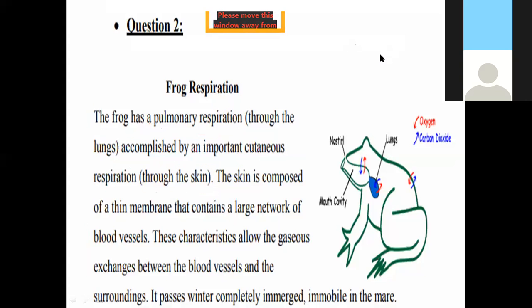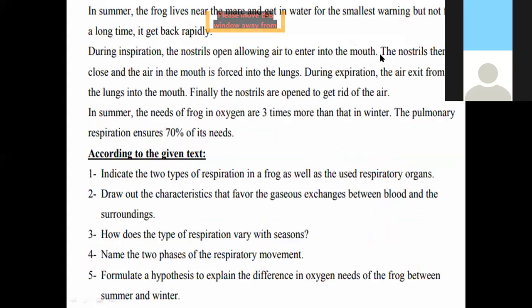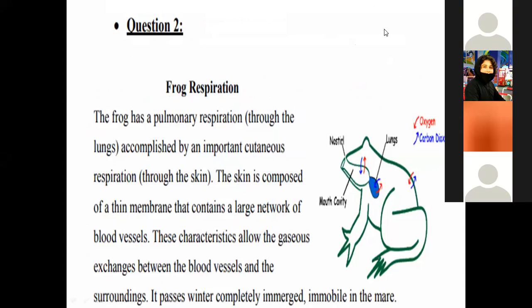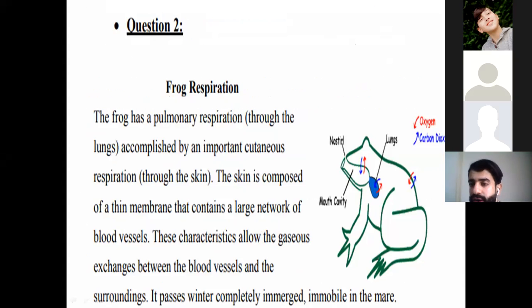Moving now to question part 2. Draw out the characteristic that favors the gas exchange between the frog and the surrounding. The meaning of draw out is pick out, don't draw. Pick out the characteristic. Let's see who's raising his hand or her hand. I want a new voice here. Yes, Ahsan Watfa, can you answer this? What is this characteristic?